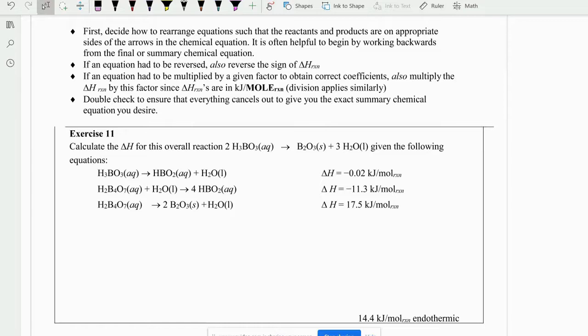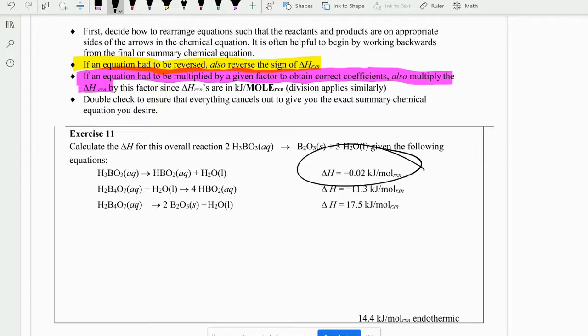There's a couple of tips that you need to know. If you have to reverse an equation, you're going to need to reverse the sign of the reaction. Again, you're going to see an example in just a second. Another really important tip here is if you have to take any equation and multiply it by a certain factor to get coefficients and substances to cancel, you're going to also need to multiply the given enthalpy of that reaction by the same factor. And then obviously you need to make sure that you follow up and double check that you arrived at the overall equation.